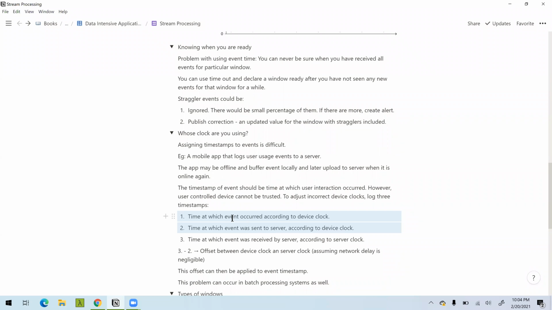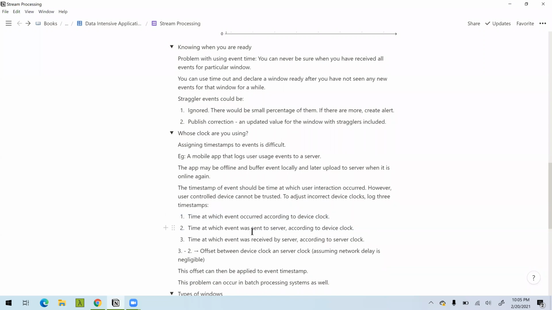So here you take three timestamps: the one at which the event occurred, the one at which the event was sent, and the one at which the event was received. But we take into consideration the delay between sent and received. We just take the offset between occurred and received.